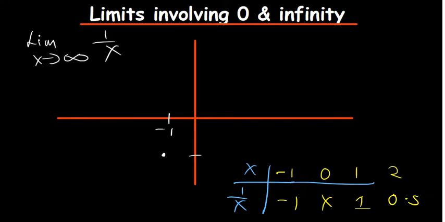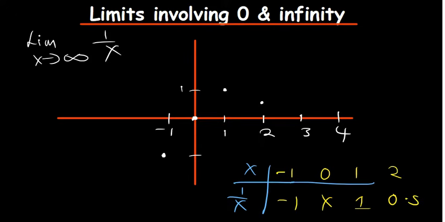somewhere here. And then at 0 it doesn't exist. And then we have 1 comma 1 somewhere there. And then we have 2 comma 0.5, which is like half of 1, somewhere here. So you can try 3, you can try 4. 1 over 4 should be 0.25, I believe.